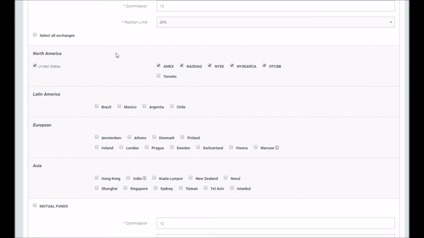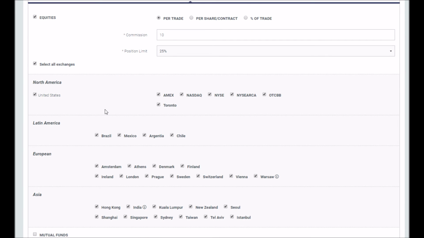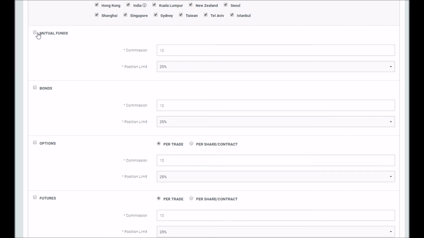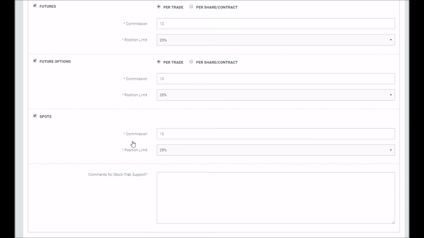Next, choose the exchanges you want to allow. By default, the US exchanges are selected, but you can include any of the over 30 countries that we have in addition. You can also select any other security types you would like to include, such as mutual funds, bonds, which includes both corporate and treasury bonds, options, futures, future options, and spots, which includes currencies and commodities. You can also set the commission structure independently for each security type, as well as a position limit.